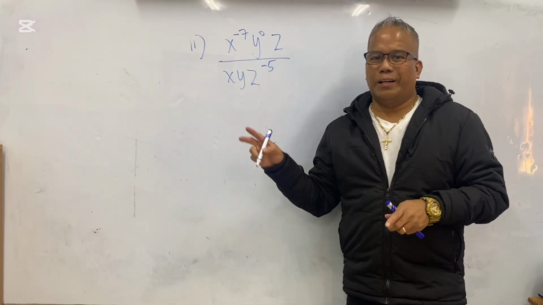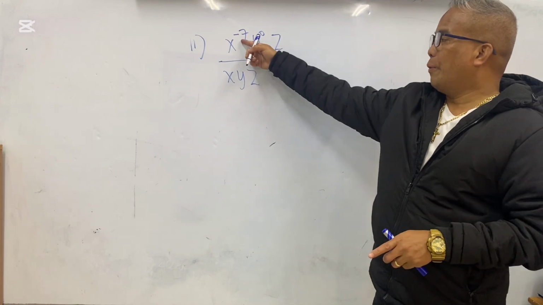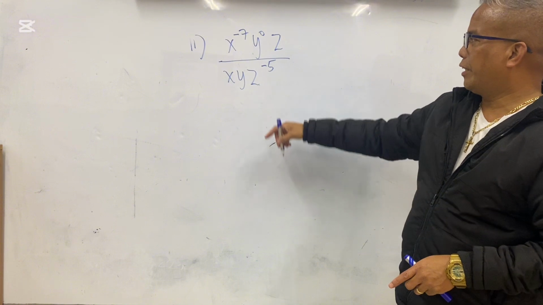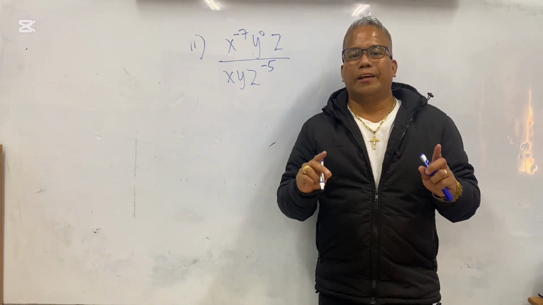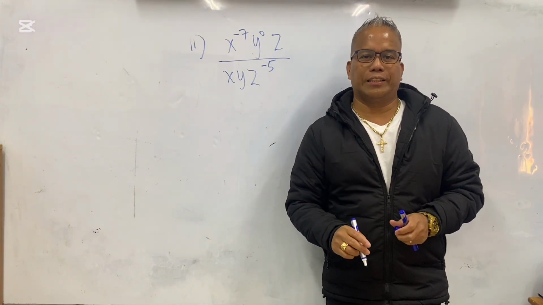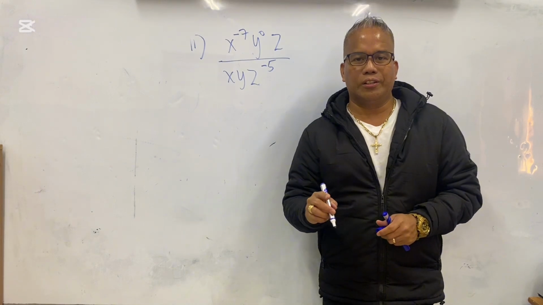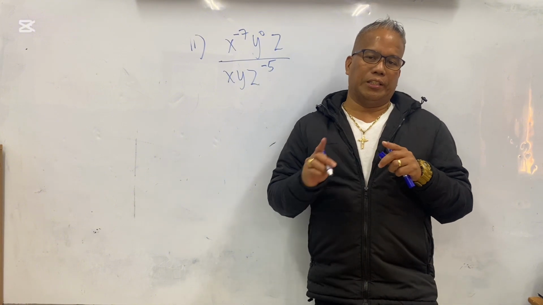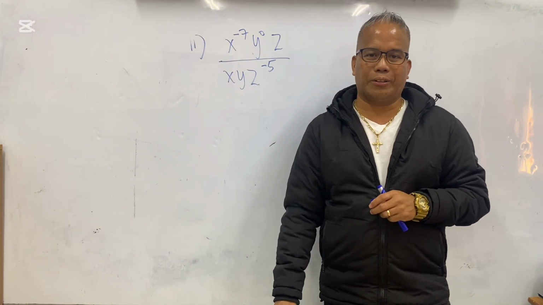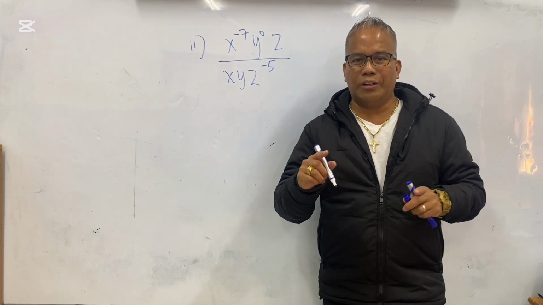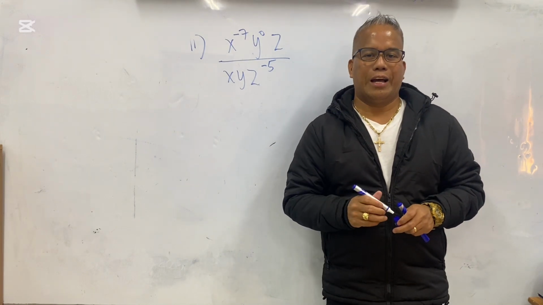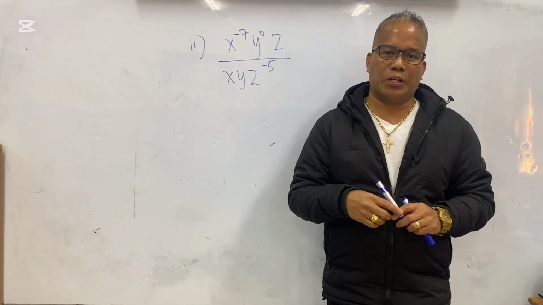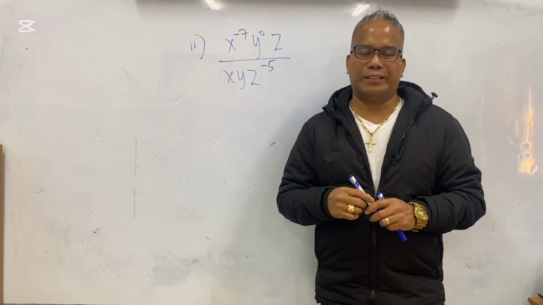Look at the given question. We have a negative exponent here for x, then y raised to 0, then z raised to negative 5. Take note, if the exponent is negative in the numerator, to change it to positive, just bring it in the denominator. If it is in the denominator, just bring it in the numerator. If the exponent is 0, the answer is equal to 1. Any number or variable raised to a 0 power is equal to 1.